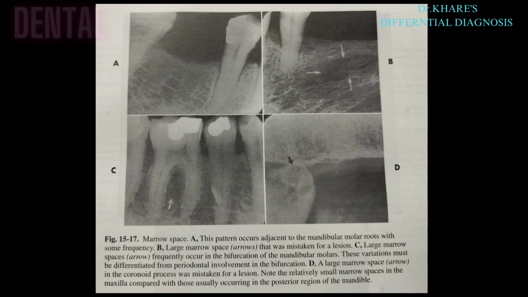This variation must be differentiated from the periodontal involvement in the bifurcation. Radiograph D: a large marrow space shown by the arrow in the coronoid process was mistaken for a lesion. Note the relatively small marrow spaces in the maxilla compared with those that usually occur in the posterior region of mandible.